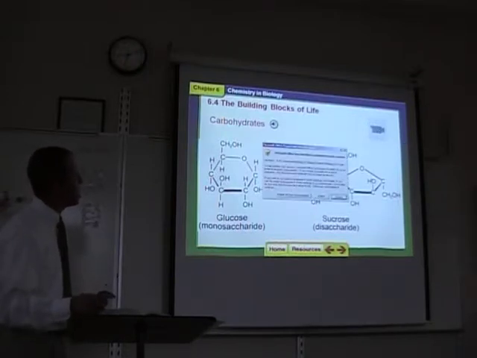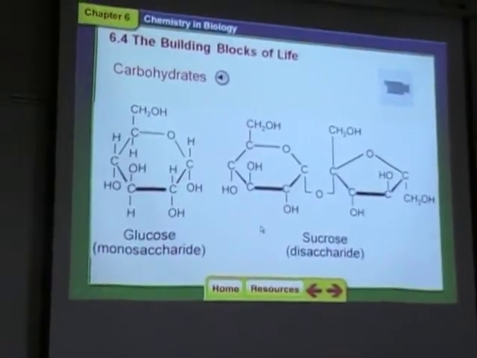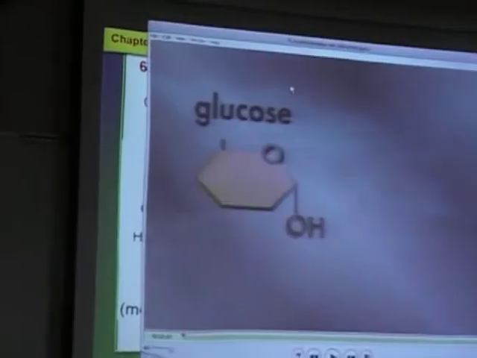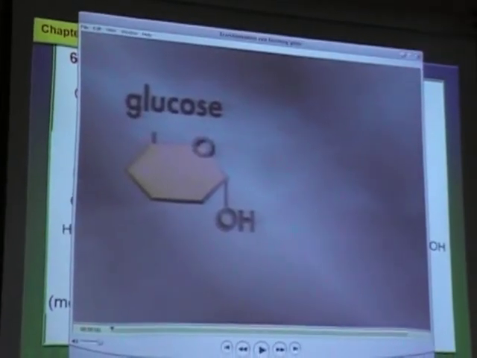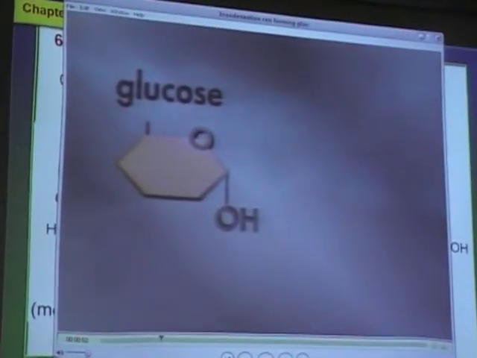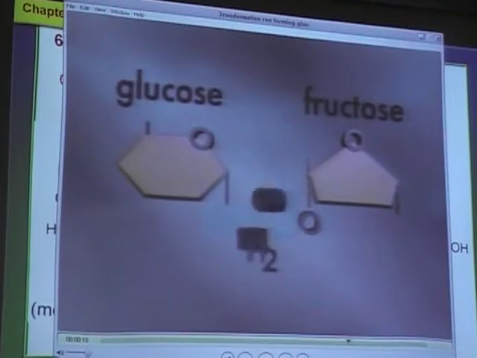Here we go. Watch this reaction happen. Video footage of joining up molecules. A molecule of glucose may covalently bond to a molecule of fructose to form sucrose, a disaccharide. Water is also a product of the condensation reaction.